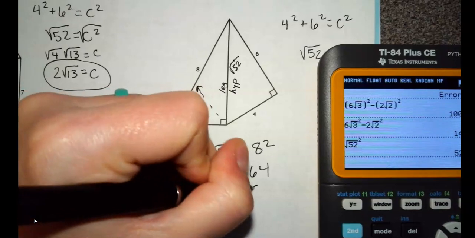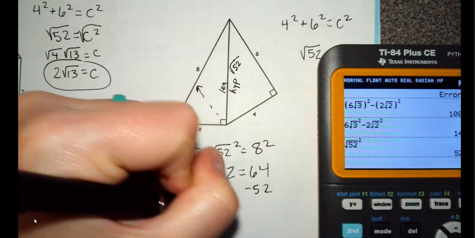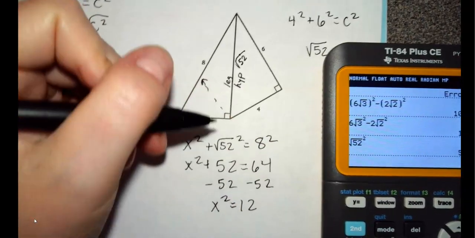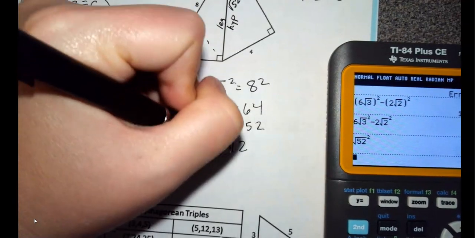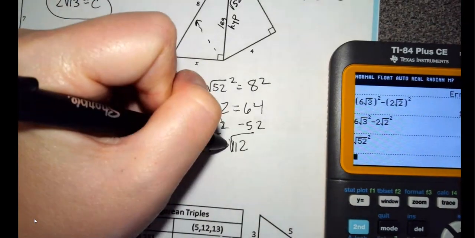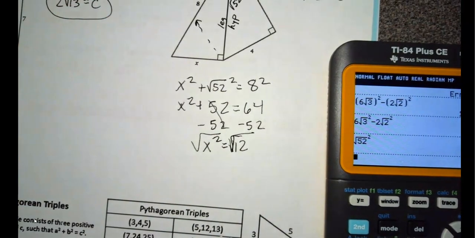We're going to subtract 52 on both sides. X squared equals 12. All right. And then you need to simplify this. You say you didn't know how to do this, so this will be a good time to listen.